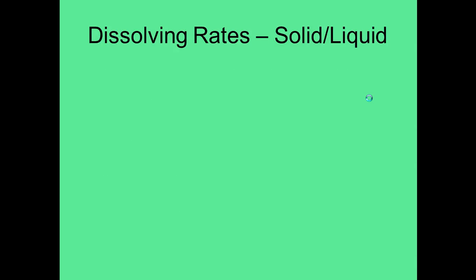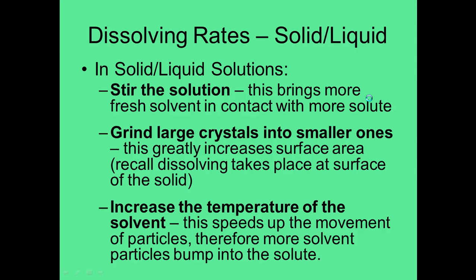So, solid and liquid, talking about the dissolving rates of solids in liquids. If we stir the solution, this brings more fresh solvent in contact with more solute. And so if more solvent comes in and interacts with more solute, it means that it will happen faster. So stirring the solution will increase the rate, increase the speed at which it's being dissolved.